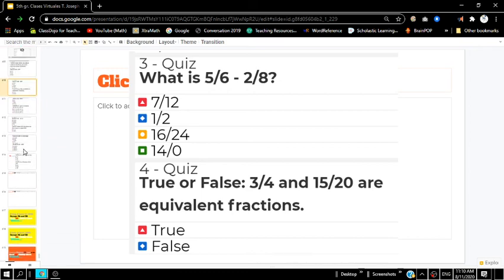Next time, what we're going to be doing is continuing practicing adding and subtracting fractions, but now we're going to include more whole numbers inside of our problem. So keep practicing that, and we'll see you on Friday.